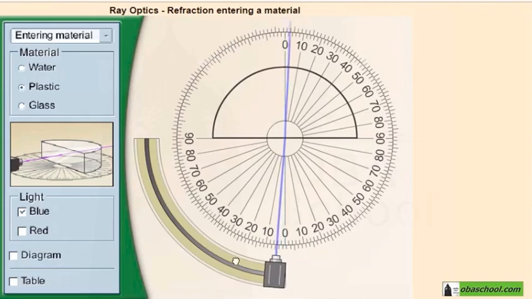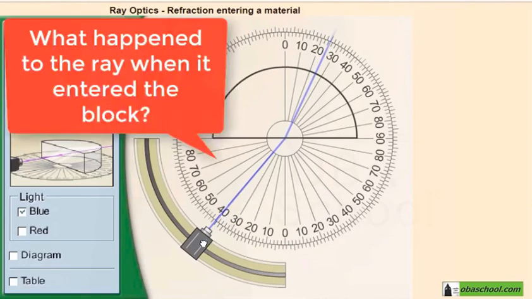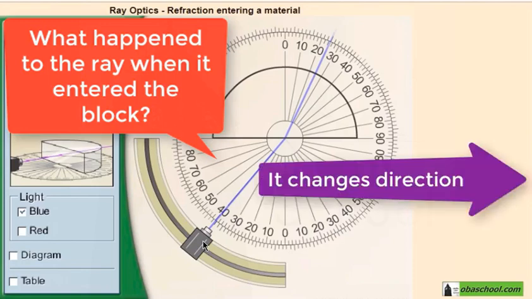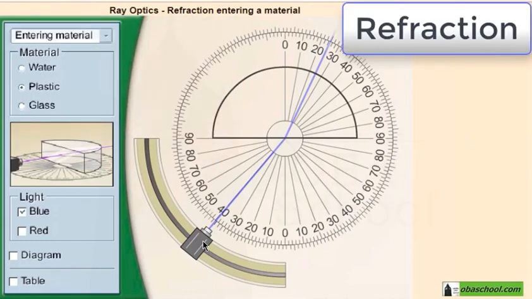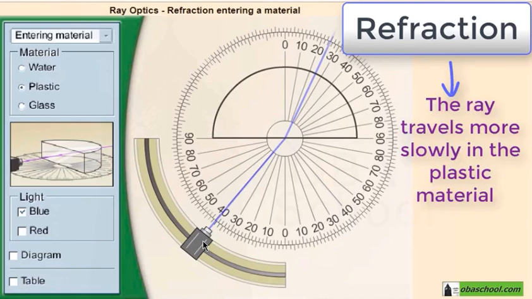Now, when we drag the ray box up to the 40 degrees position, what will happen to the ray when it enters the block? The answer is, it changes direction. This effect is called refraction. It occurs when the ray travels more slowly in the plastic material than it does in the air.